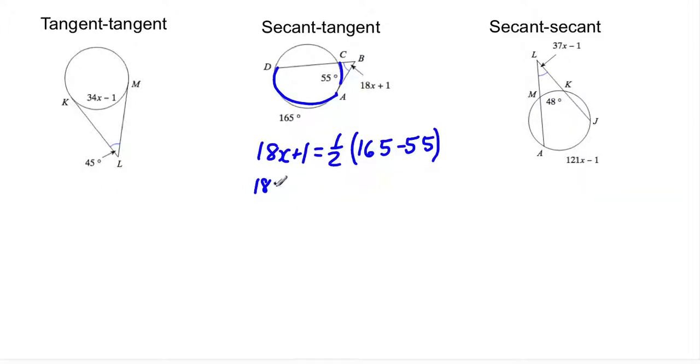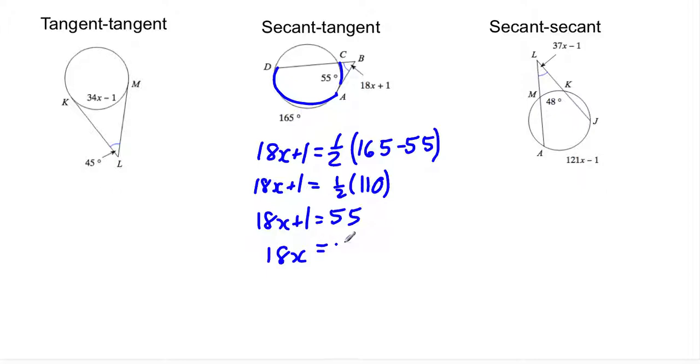So just solving this algebraically now, I have 18x plus 1 is equal to 1/2 of 110. That's the same as 18x plus 1 is equal to 55. If I subtract 1 from both sides, I get 18x is equal to 54. And if I divide both sides by 18, that should give me 3. So x is equal to 3, and that's a really nice problem.